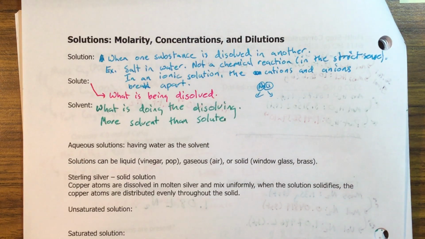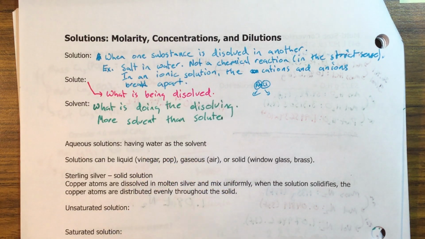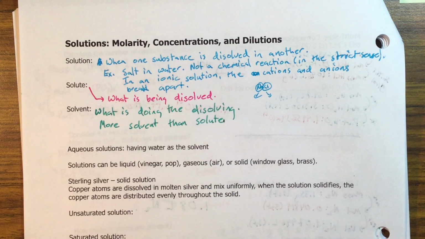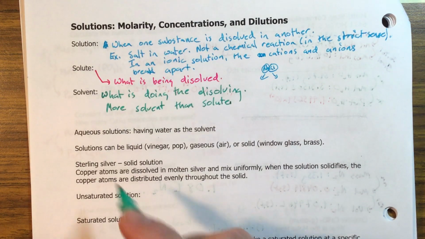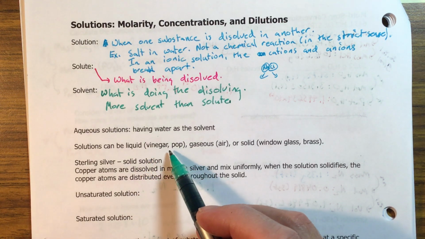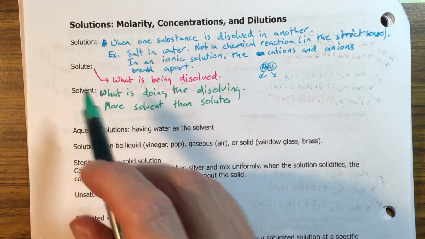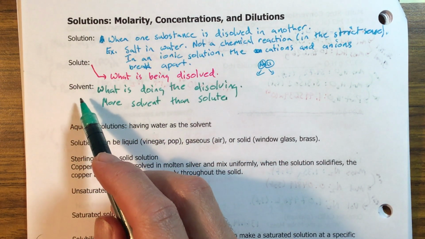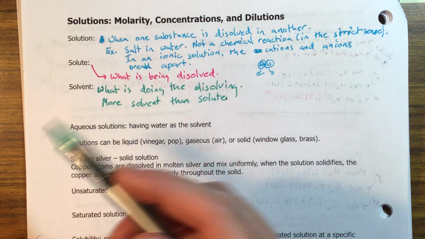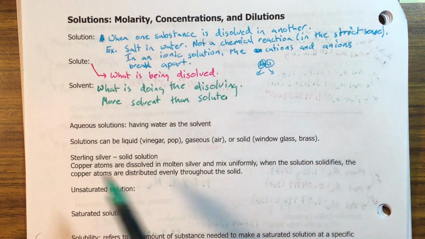All right, so aqueous solutions, having water as a solvent. We call water the universal solvent. It can dissolve a lot of different things. Solutions can be liquid, like vinegar and like pop, where you dissolve stuff in water. They can be gaseous, like air. In gaseous, we'd say the solvent is nitrogen gas because it's the most, and then everything else is dissolved in it. Or solid, like window glass or brass.